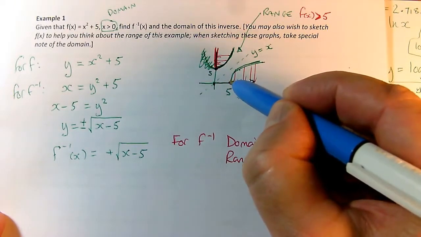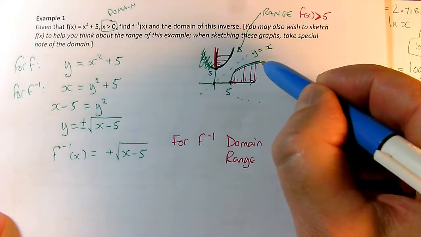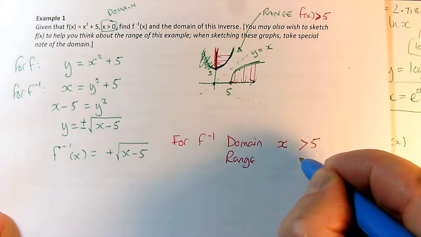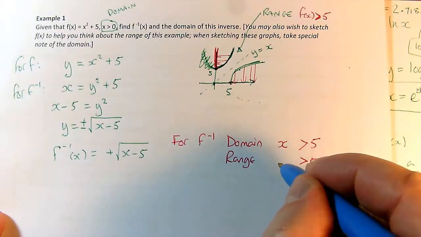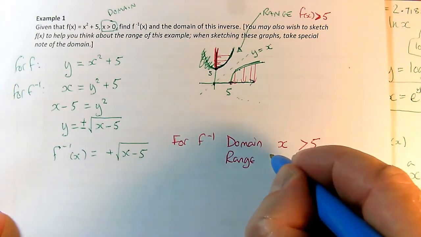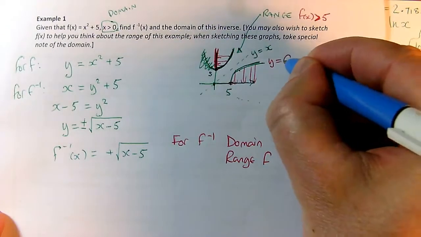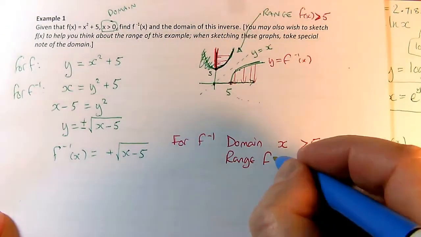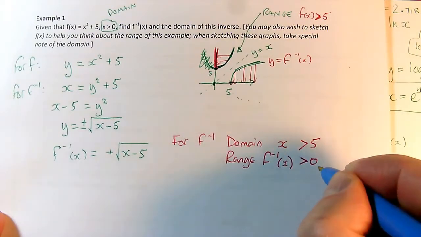Well, it's everything. This point is not included, so I can't get 0, but I can get all of these values above 0. So the range is going to be all values greater than 0. Now I could use y, but I shouldn't really. I should talk about the function of x, but it's not f of x I'm looking at. This is the graph of y equals f inverse of x, not f of x. So the range is described as f inverse of x is greater than 0.